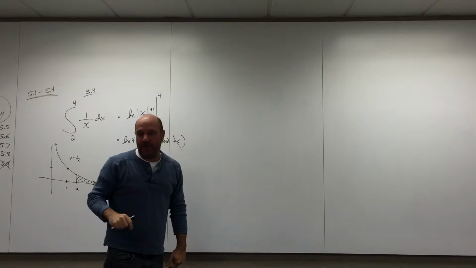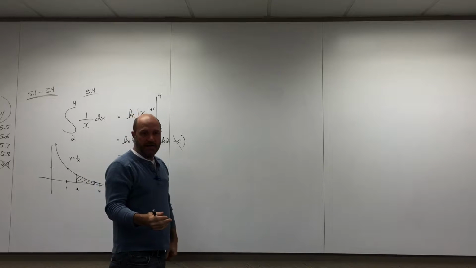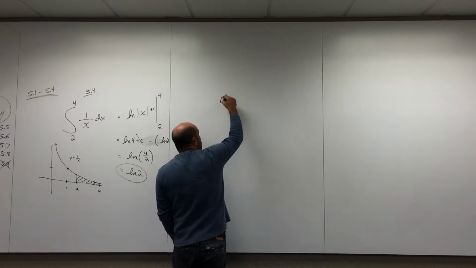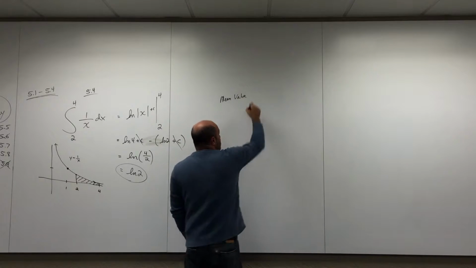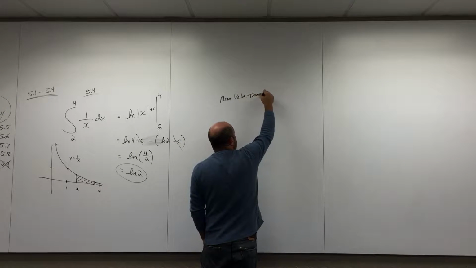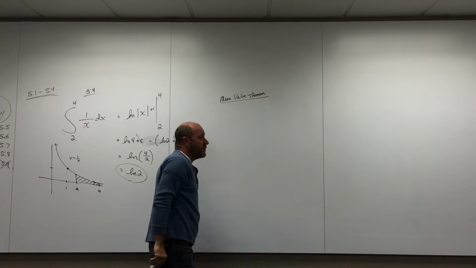One thing in 5.4 I never got to is called the mean value theorem. We did a mean value theorem for derivatives. I never tested you on it, but we talked about it. This is different. This is a mean value theorem for integrals.